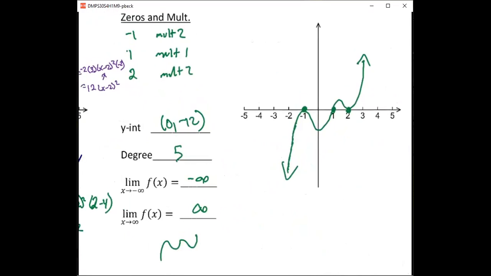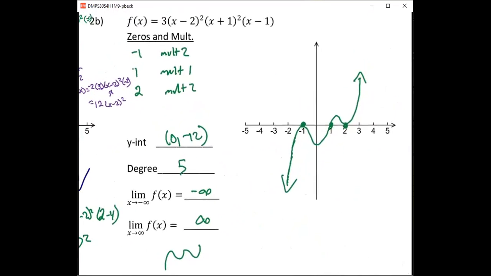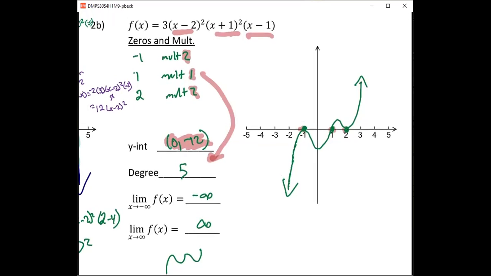So with our next one, once again, plot my zeros of 2, negative 1, 1, and 2 has a multiplicity of 2. Negative 1 has a multiplicity of 2 also, and 1 has a multiplicity of 1. Y-intercept, plug in 0, we're going to get negative 12. Now we do have a degree of 5. Once again, all of those added together give us a degree of 5. And this is a positive fifth degree.